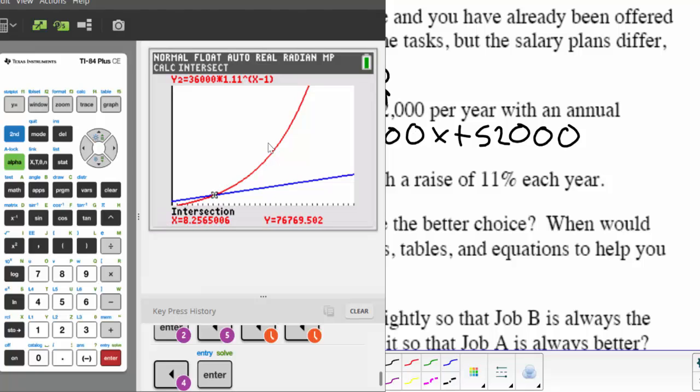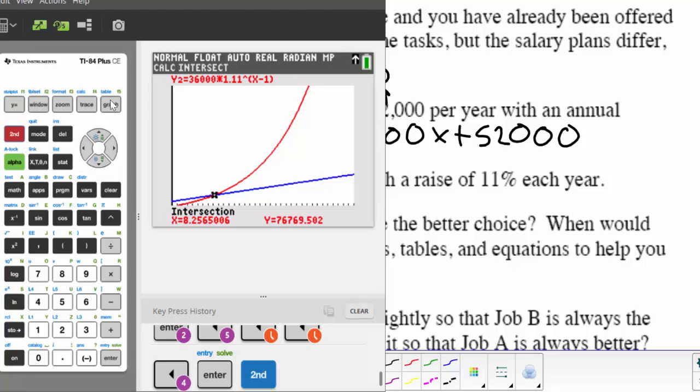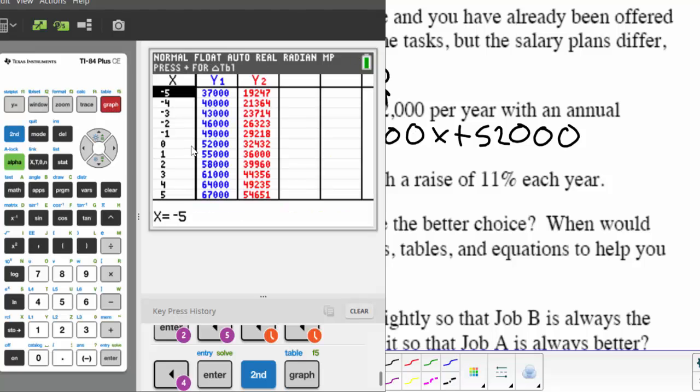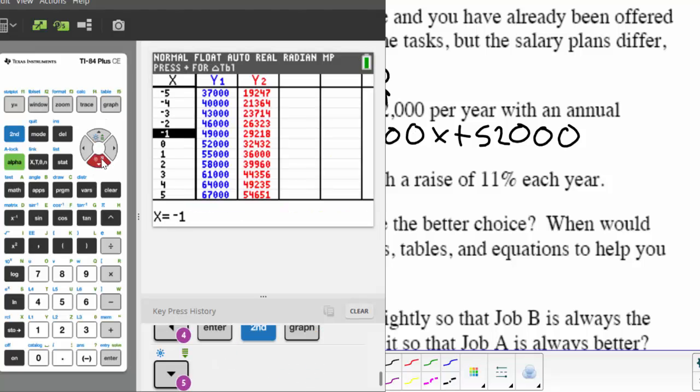My last question would be, let's say we work 30 years. How much would we make at job A and job B? We could plug in 30 to each one of the equations and work it out by hand. But if we have a calculator, we can go to our table and look. I'm going to hit second, graph. That'll take me to the table option. Then I can scroll through this and see what we got. You could type it in if you wanted to, but I'm just going to go down to 30 and see what we have.